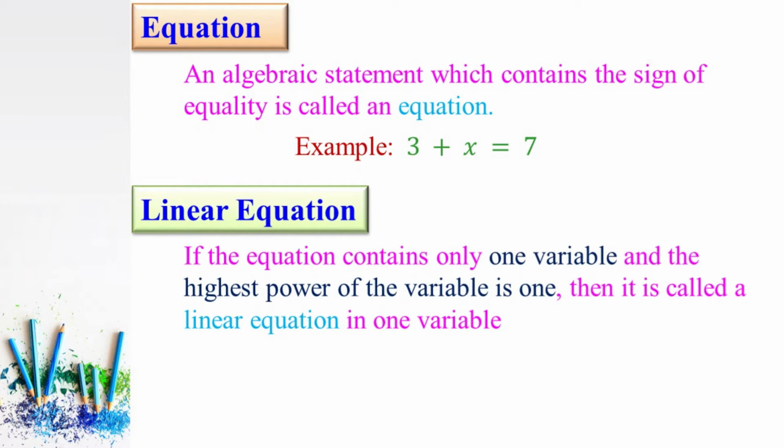If the equation contains only one variable and the highest power of the variable is 1, then it is called a linear equation in one variable. See examples. 2x plus 9 equal 7. Here 2 and 9 are integers and x is only one variable. The highest power is 1. This equation has only one solution. One more example, 5x minus 3 equal 12. Here 5 and 3 are integers, x is only one variable.